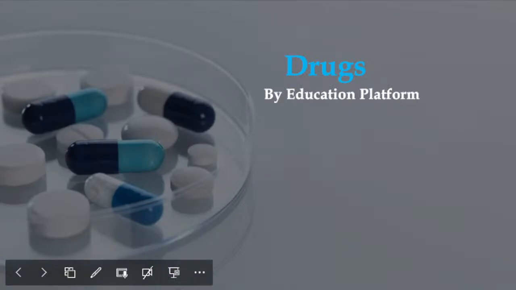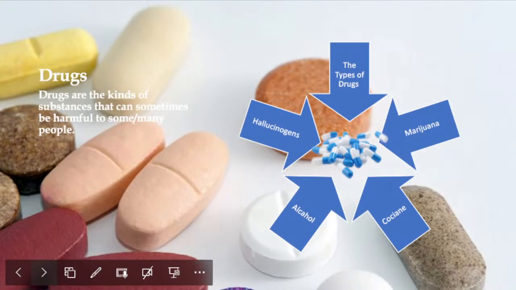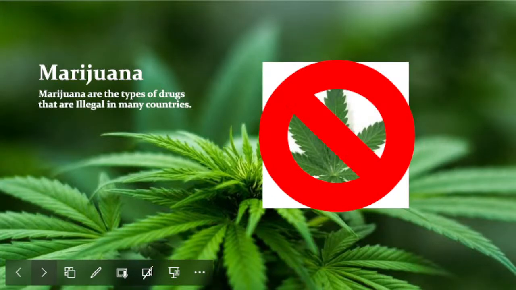Now, next is drugs, which is on the next slide. Drugs are kinds of substances that can sometimes be harmful to many people. Marijuana is the most common drug, and it's illegal in many countries because of the damage it can cause inside your body. It can also lead to a lot of side effects.